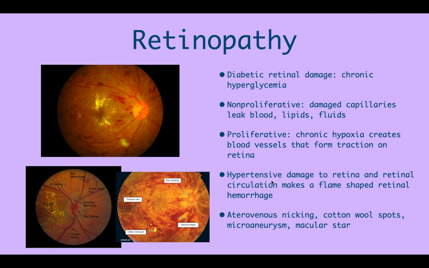Once again, the hypertensive damage is going to cause the retinopathy, and it's going to cause something called a flame-shaped retinal hemorrhage, as you can see here, all these hemorrhages right here. The arteriovenous nicking, along with cotton wool spots, microaneurysm, and the macular star is going to be observed in the fundoscopy. So here's the nicking. Here are the exudates from the damaged capillaries.